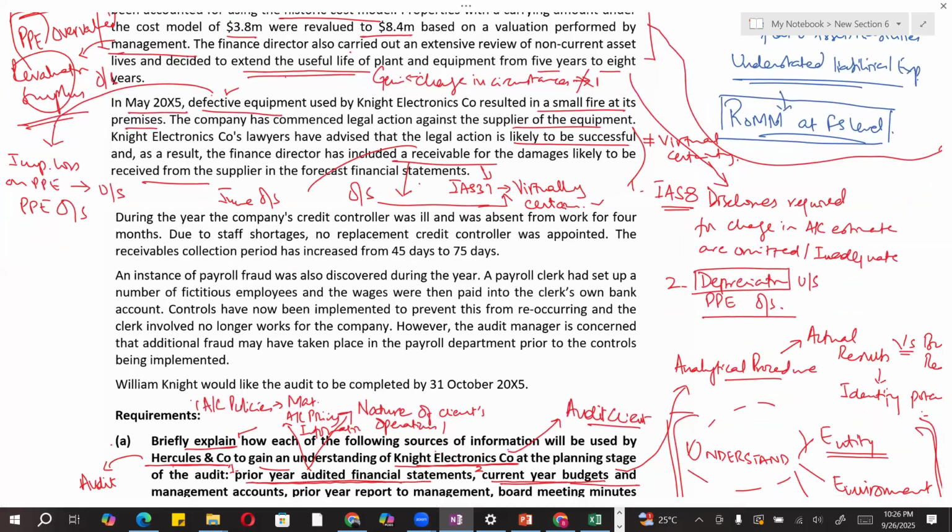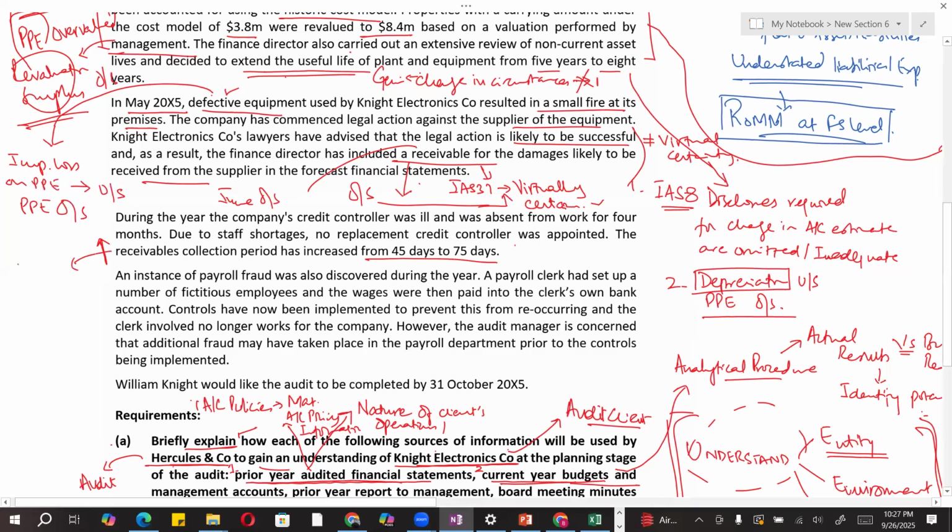During the year, the company's credit controller was ill and was absent from work for 4 months. Due to staff shortages, no replacement credit controller was appointed. The receivables collection period has increased from 45 days to 75 days. So you see, controls over receivables were not operating effectively. The vacant position was not filled on a timely basis. So the receivables collection period has increased. I mean, receivables who previously took 45 days to pay are now taking 75 days to pay.